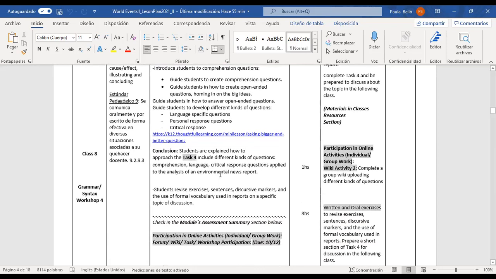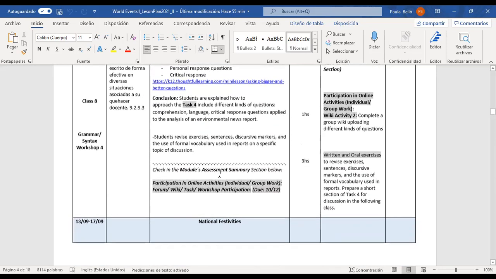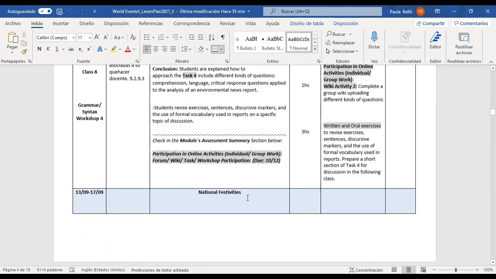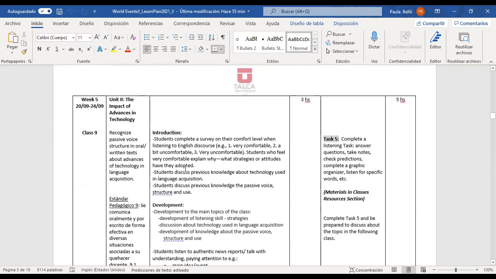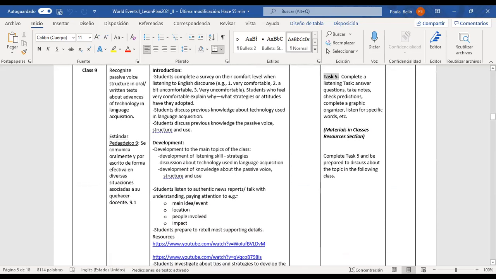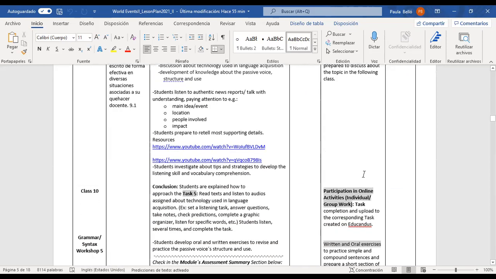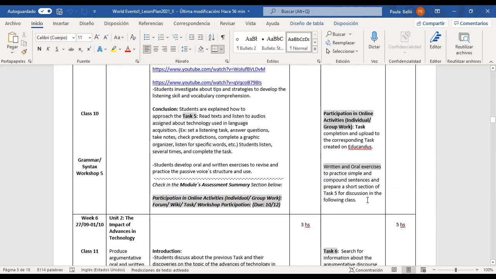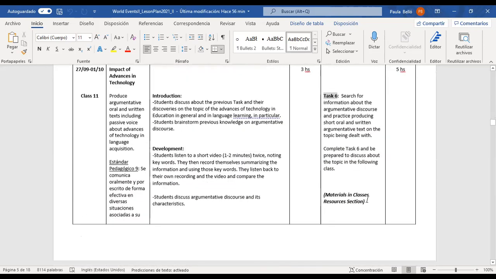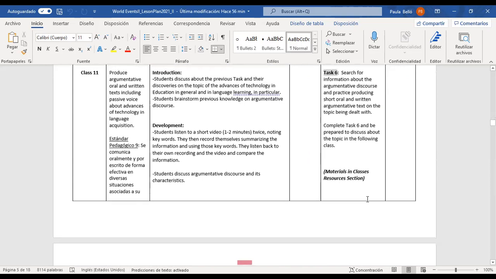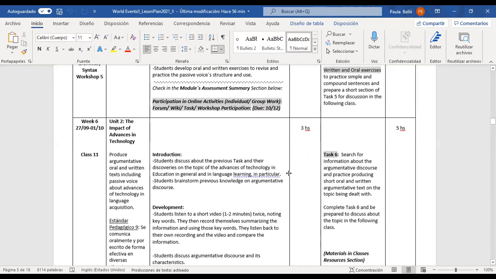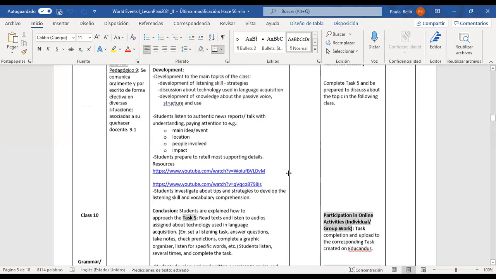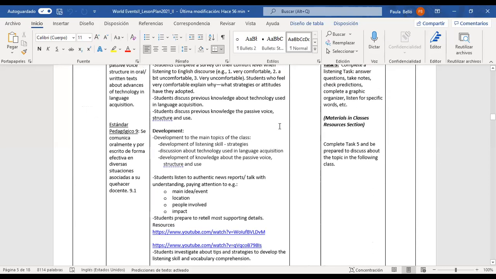So then we will have a short holiday for the national festivities, and we start another unit, which is the impact of advances in technology. Here you also keep on participating in the tasks, wiki, and forum. And this is another topic, and you will be preparing here for the midterm and listening. So these tasks will be on listening.